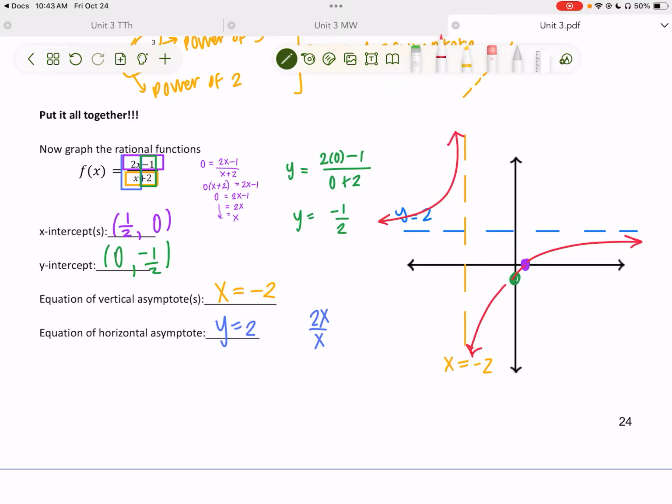Now, obviously, it's not always going to be this easy. Sometimes you're going to have to plug in points. Sometimes you have more than one vertical asymptote. We'll do some of those examples, but this is the general idea. Find these 4 things and you have a pretty good starting point.